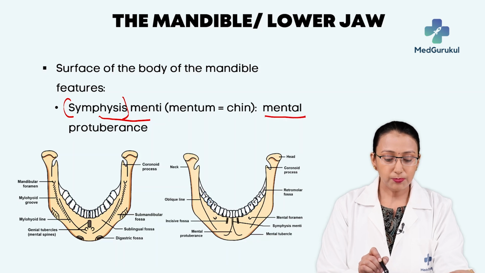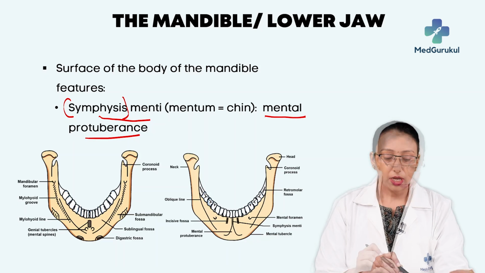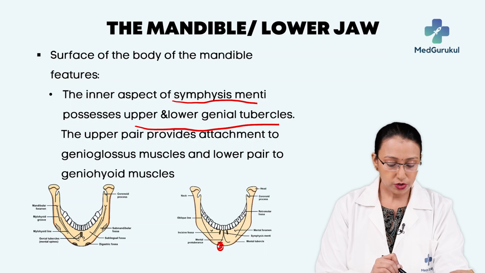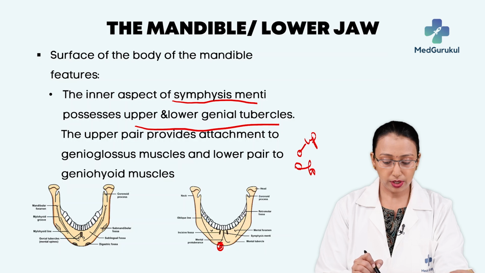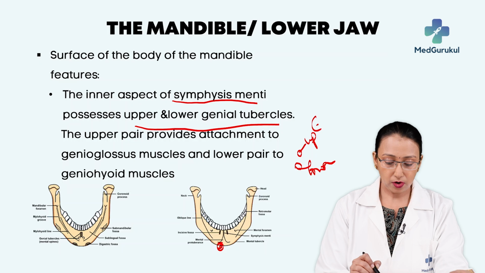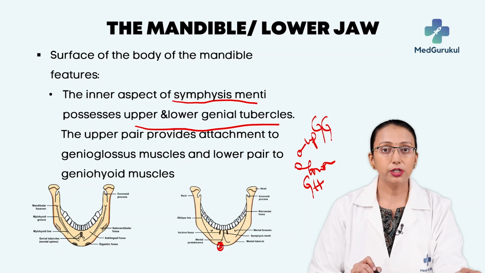Then the mental protuberance is present. This is an elevation or protruded area along the lower border. On the inner aspect of the symphysis menti, in the lower part of the chin, there are two tubercles, an upper and a lower genial tubercle. These provide attachment to genioglossus above and geniohyoid below.